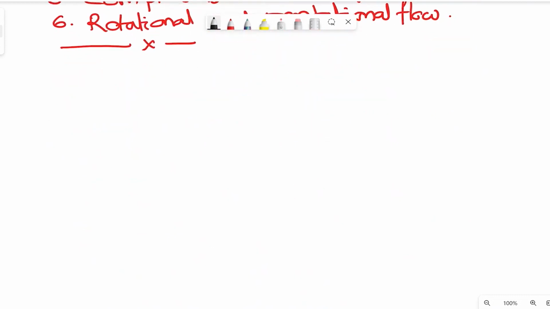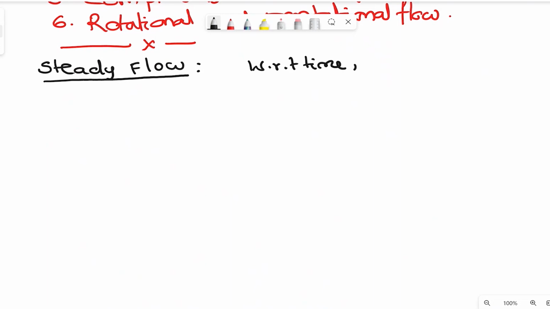So let us take one by one. First one is steady flow. When you are studying steady flow, first thing you should remember two words. The words are with respect to time. That is the first word. Second one is at a point.